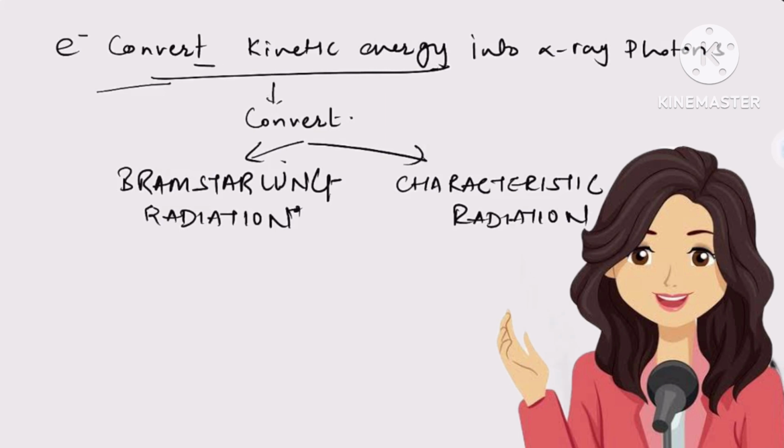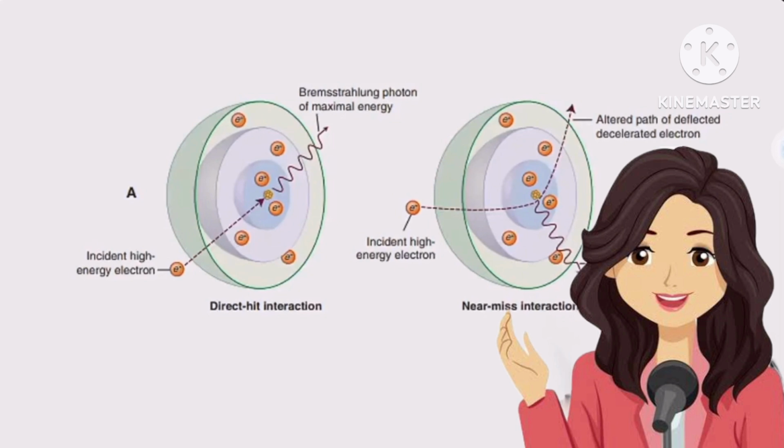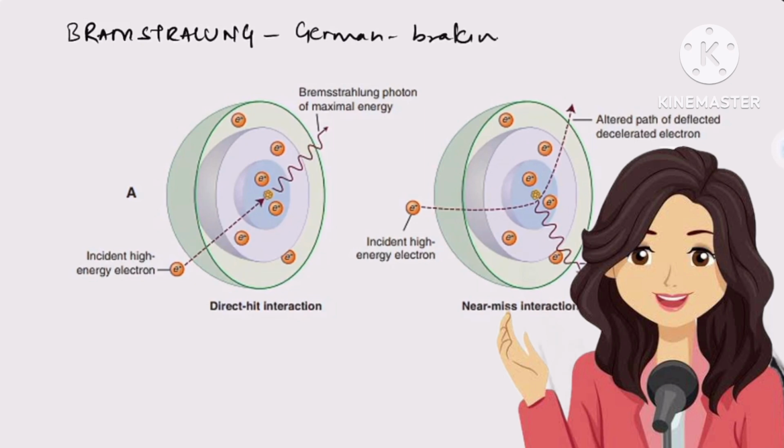All right. So what is this Bremsstrahlung radiation? First, Bremsstrahlung in German, Bremsstrahlen, means breaking. Okay, breaking. So it is also called breaking radiation, or it is also called white radiation.